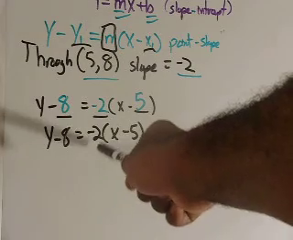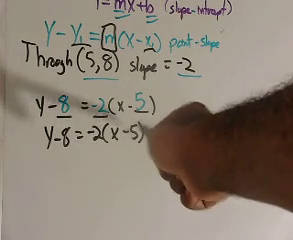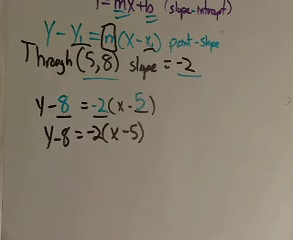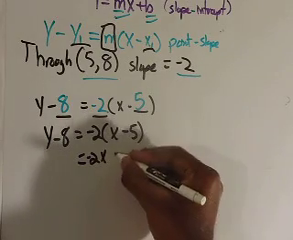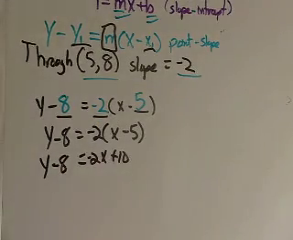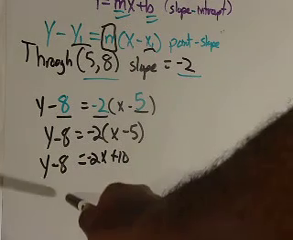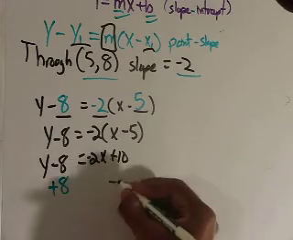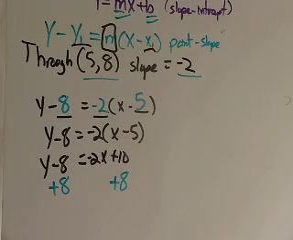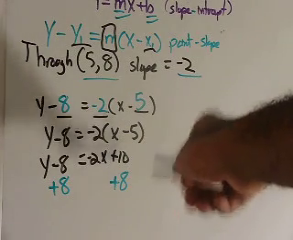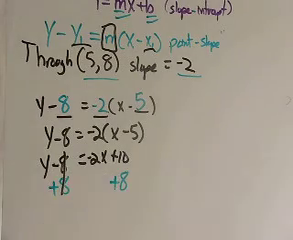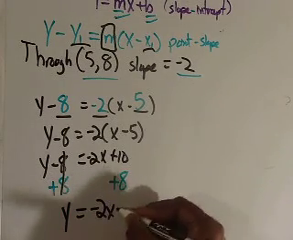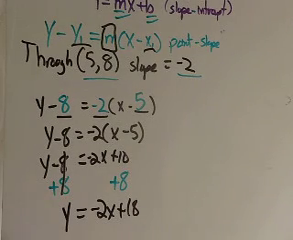Next we're going to distribute this negative 2. Negative 2 times x is negative 2x, and then negative 2 times negative 5 is a positive 10. To get y by itself, we're going to add 8 to both sides. So this leaves us with y is equal to negative 2x plus 10 plus 8, that's 18. Negative 8 plus 8 cancels. So I come up with y is equal to negative 2x plus 18. Okay, looks good.